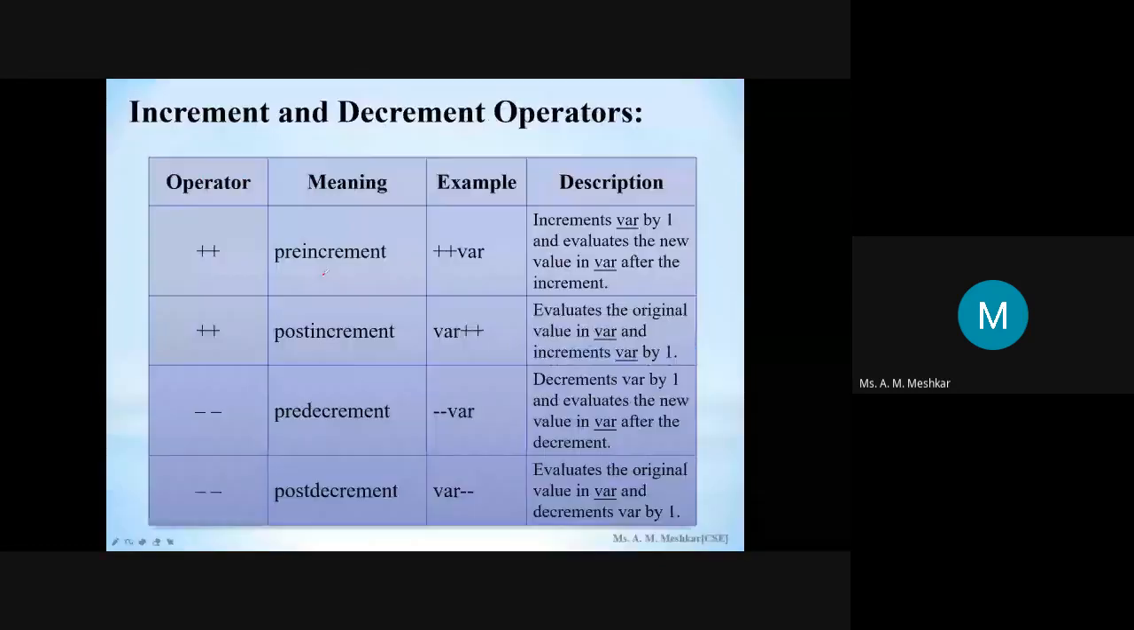Then comes the increment and decrement operators. Please note down. We have used increment and decrement operators in most of the programs, basically in for loops, for incrementing or providing the next iteration value. This is known as plus plus, the increment operator. But there are two categories based on whether it is placed on the variable's left hand side or the variable's right hand side.